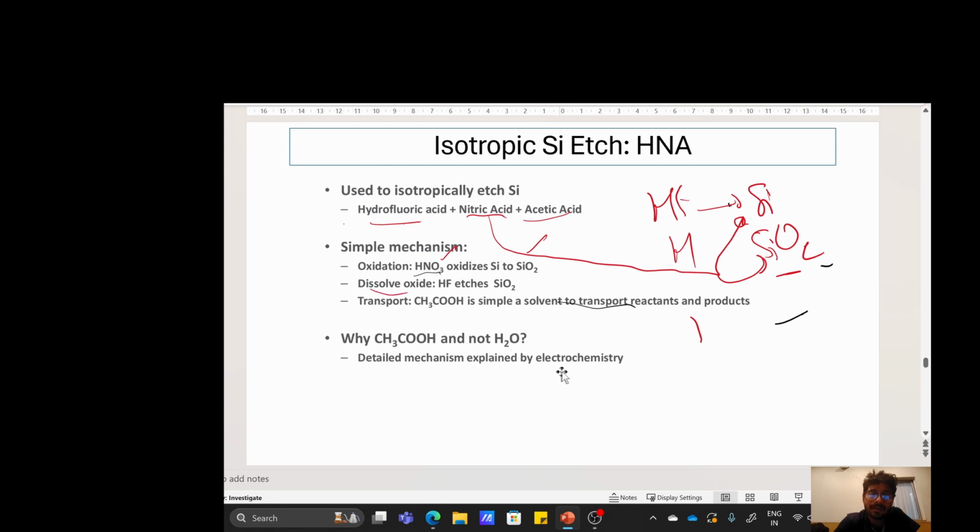This HF will dissolve SiO2, it will etch SiO2. Then for the transportation purpose, as the solvent, CH3COOH is used instead of water. You can use water as well, but there are other effects that will come. That's why we are using this acetic acid, and we will see why we are not using water.